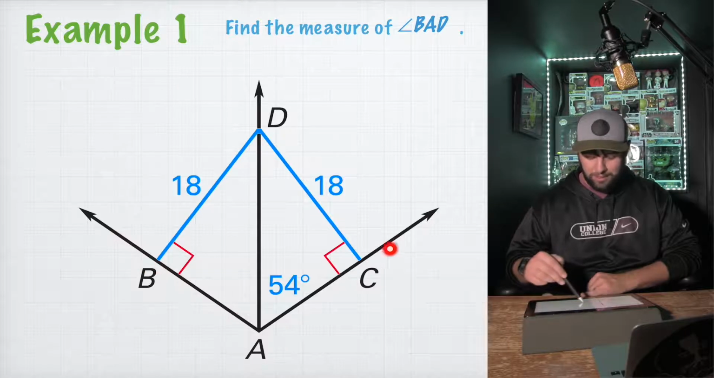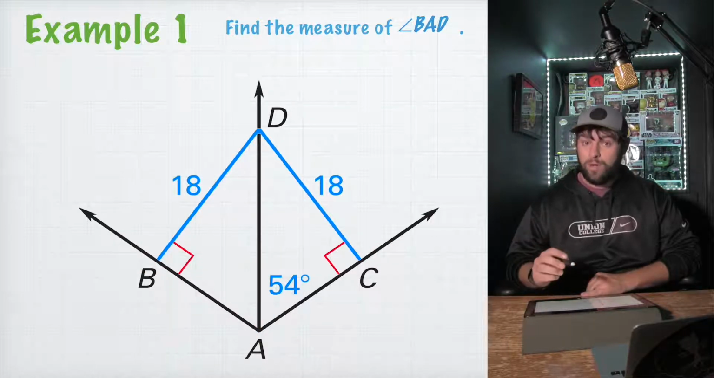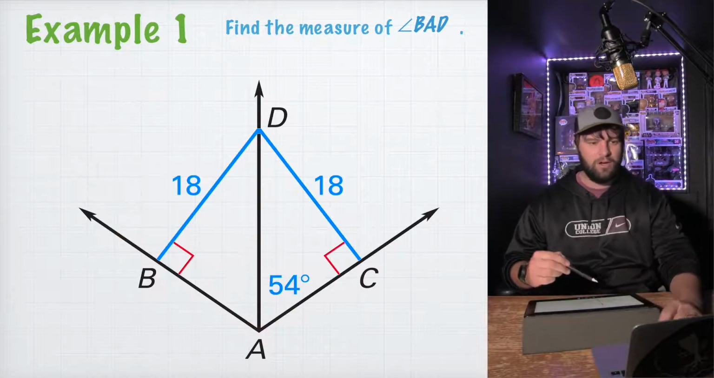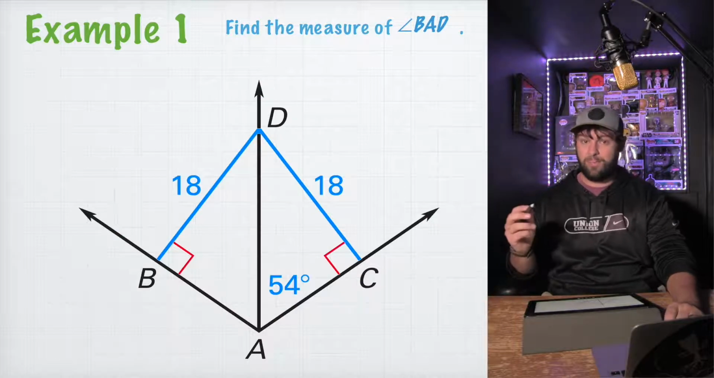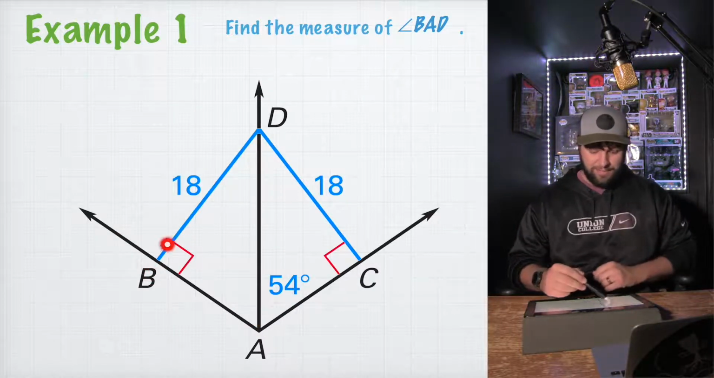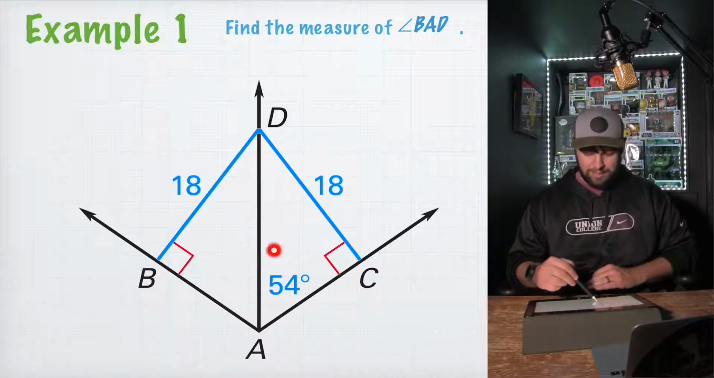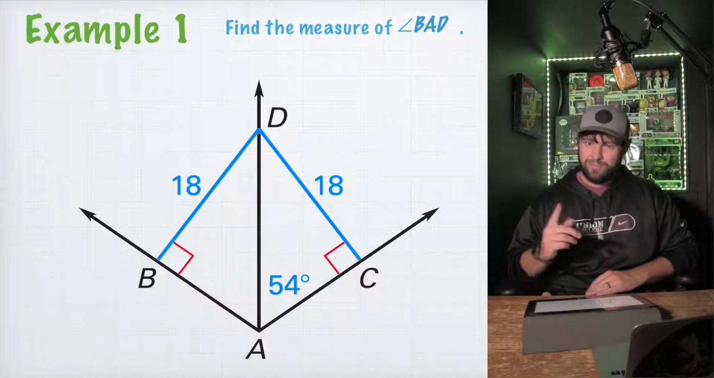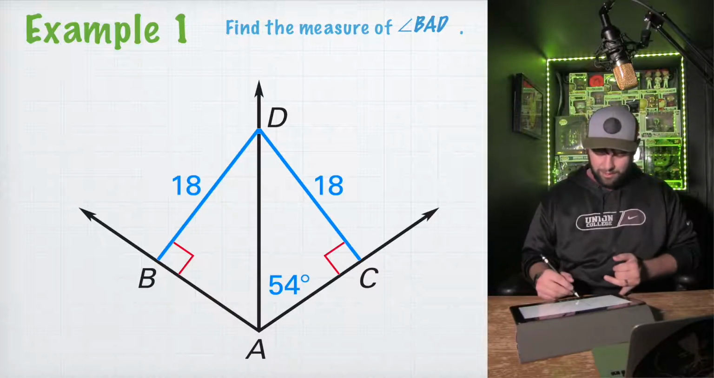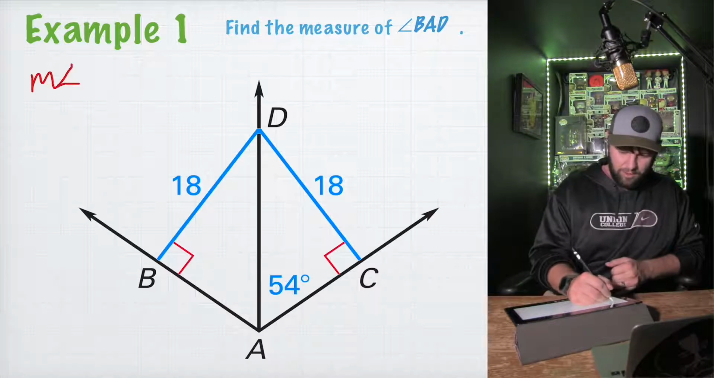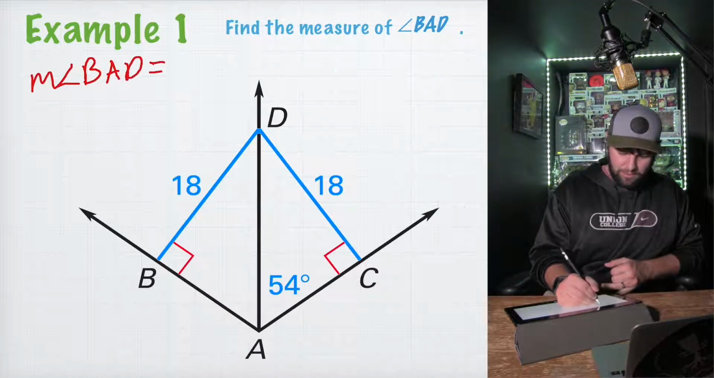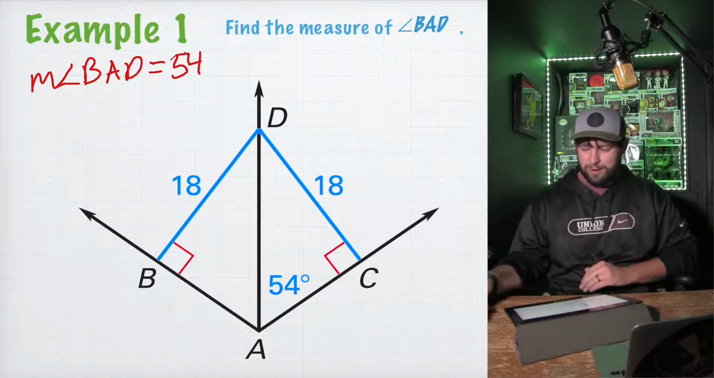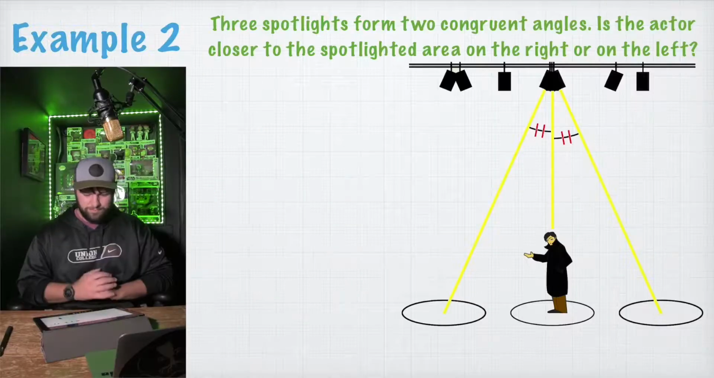And they're both perpendicular to the lines they intersect, which makes AD, by the converse of the angle bisector theorem, the angle bisector if this line is equal to this line, which makes this angle and this angle the same. So if this angle is 54, the measure of angle BAD equals 54. And that's all there is to it. Super simple problem. Let's go ahead and jump to the next one.